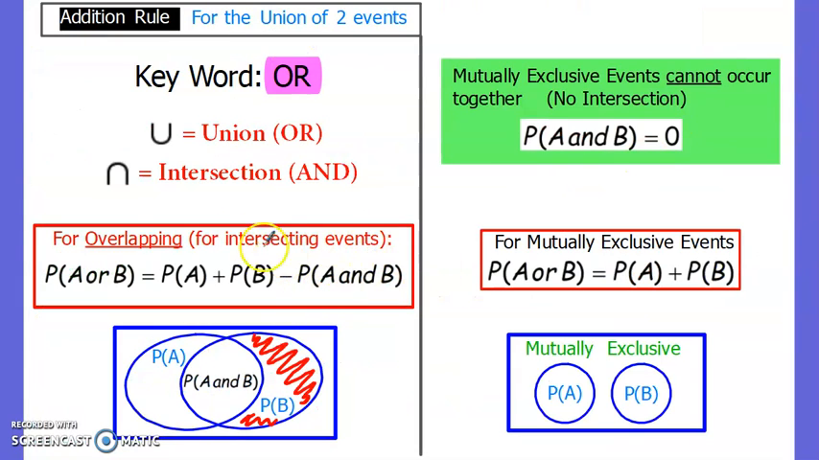And be careful with those overlapping events. Remember, add the probabilities, subtract away the intersection.